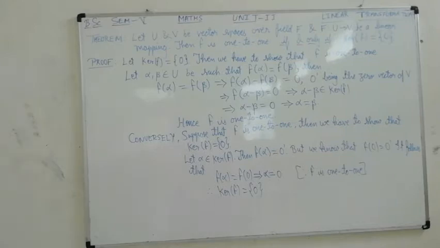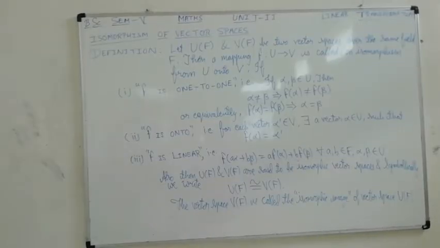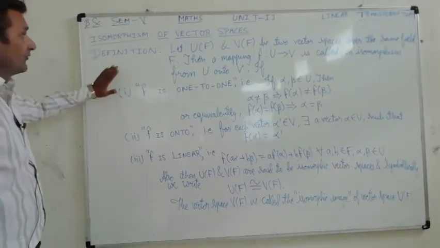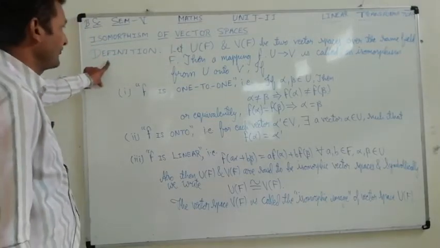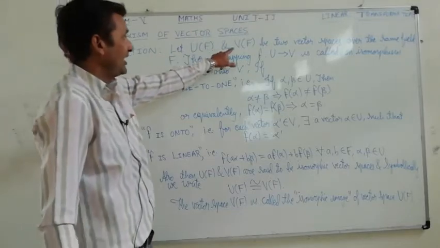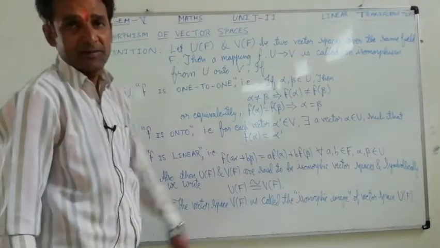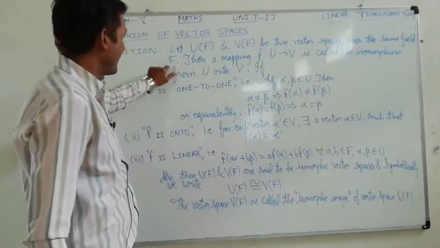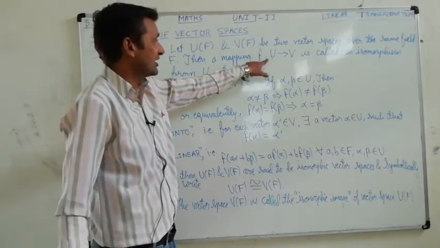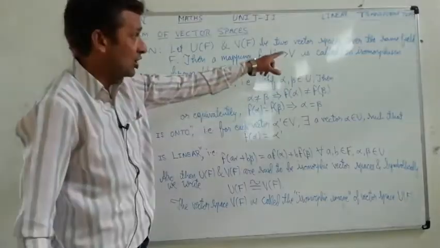Now, see, one definition I am explaining: isomorphism of vector spaces. Its definition: let U(F) and V(F) be two vector spaces. These are two vector spaces over the same field F. Then a mapping f such that U maps over V is called an isomorphism.